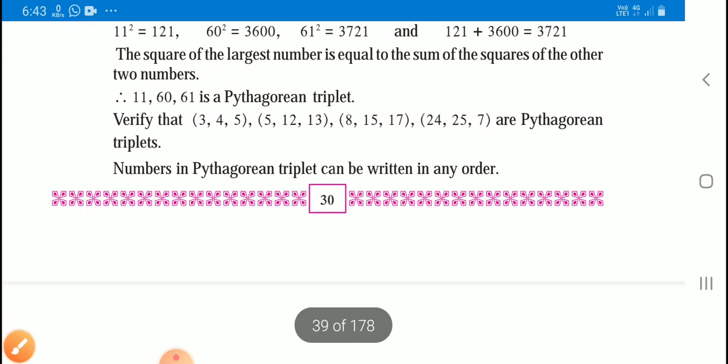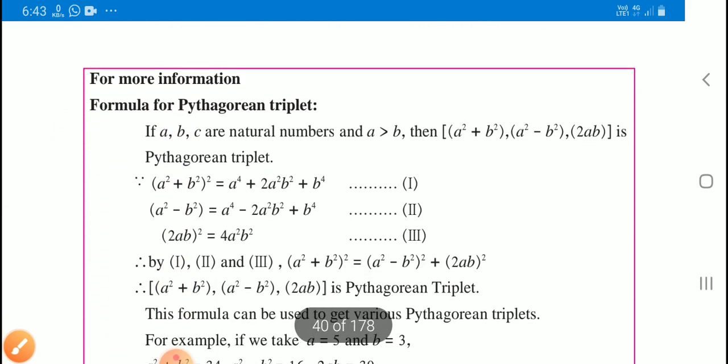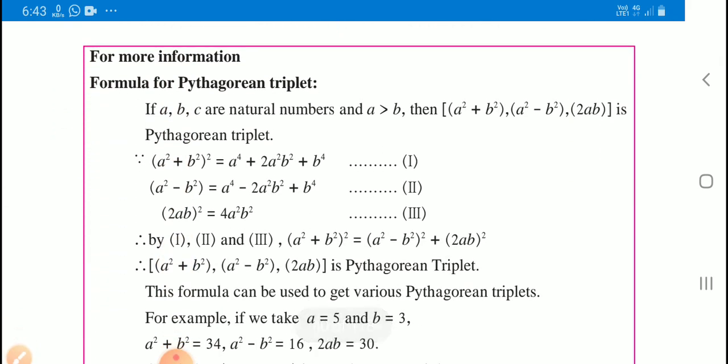Now we will see the next point. Here they have given it for more information.